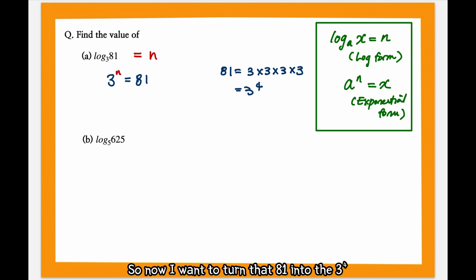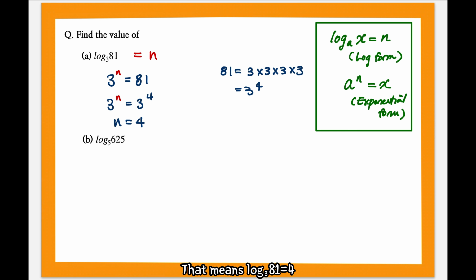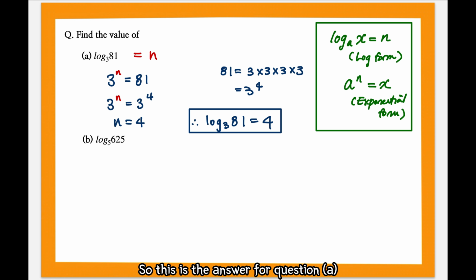So now I want to turn that 81 into the 3 to the power of 4. Then you can see that n value is equal to 4. That means log base 3 of 81, the value is equal to 4. So this is the answer for question number A.